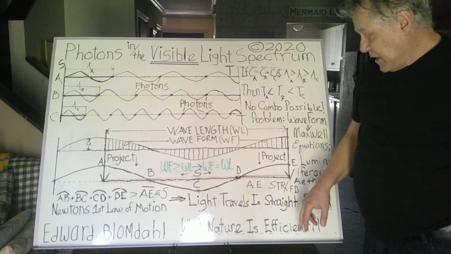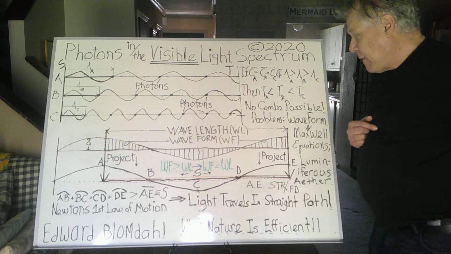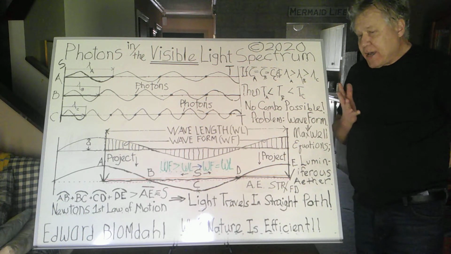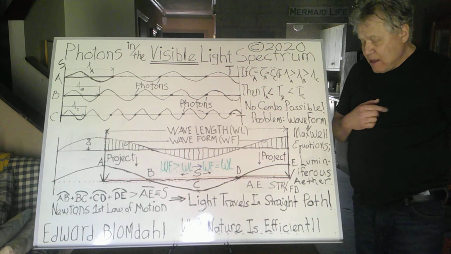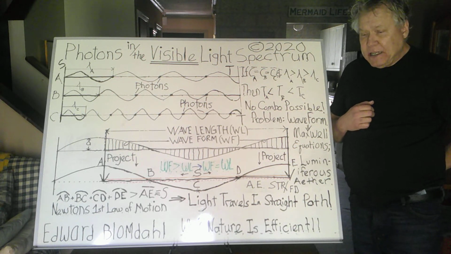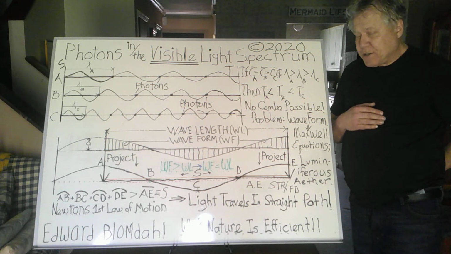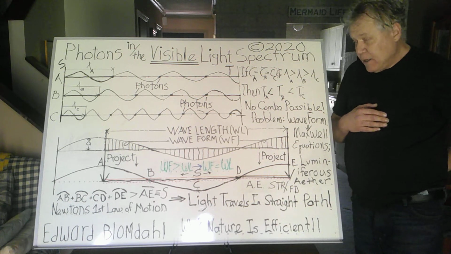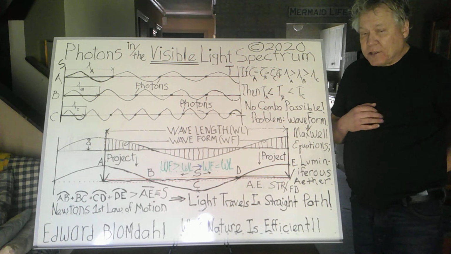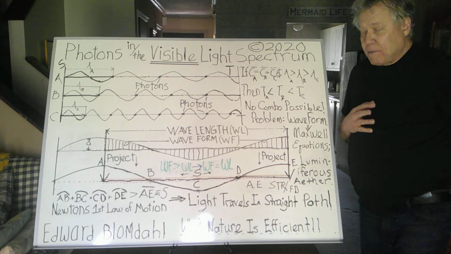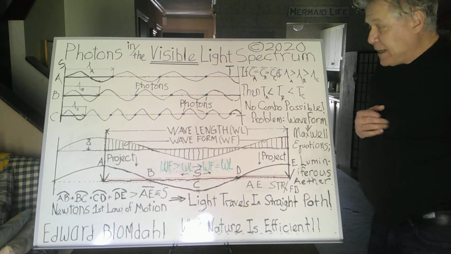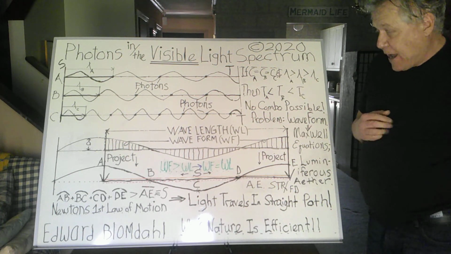Why? Because nature is efficient. Nature's had, as we think about, 14 billion years to work it out, and it has. And light does not need luminiferous ether because it doesn't work. It's not there. It just travels in a straight line. The shortest distance between two points is a straight line. And life definitely knows that.